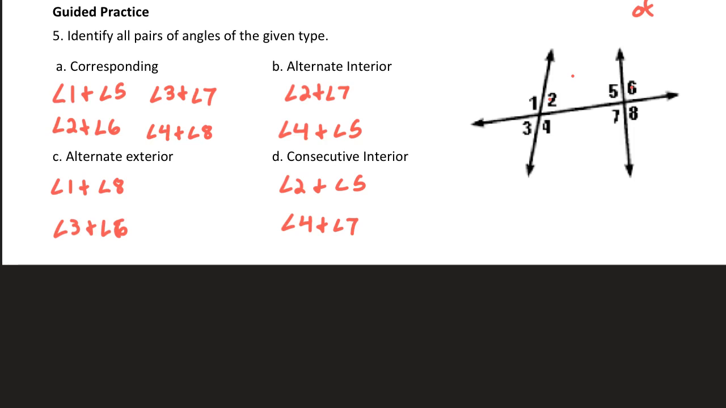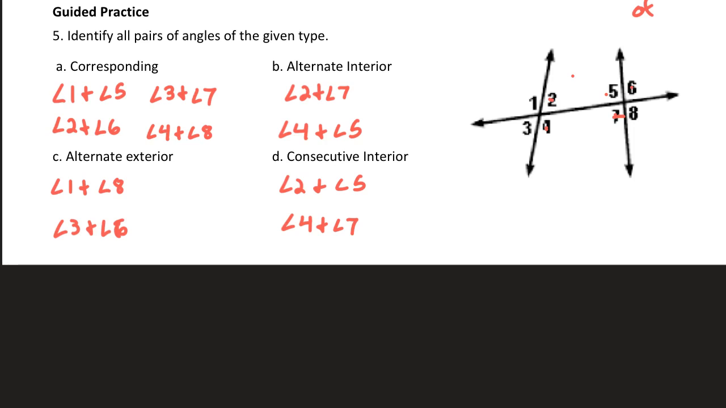Alternate interior. If I'm going 2 is on the interior, the alternate interior angle of 2 would be 7. They're both on the inside and they're alternate interior angles. 2 and 4 would not be alternate interior angles. 2 and 4 are a linear pair. So then the other set of alternate interior would have to be 4 and 5. And we're going to talk about the special properties that these have in the next lesson. So this is just naming them, going from the diagram and naming them.